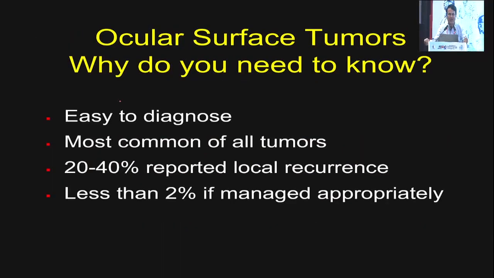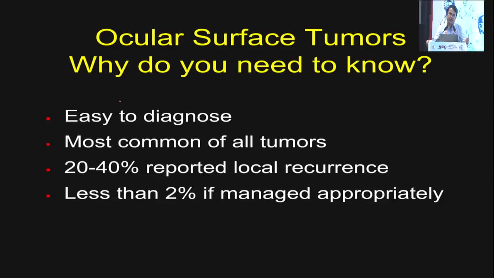All right. So why do we know about ocular surface tumors? Because these are most easy to diagnose. You don't need specialized equipment, you don't need an expensive fundus camera, you don't need angiography. You just need a slit lamp evaluation and some knowledge, because what the mind doesn't know, the eyes can't see. And these are the most common of ocular surface tumors, most common of all tumors.